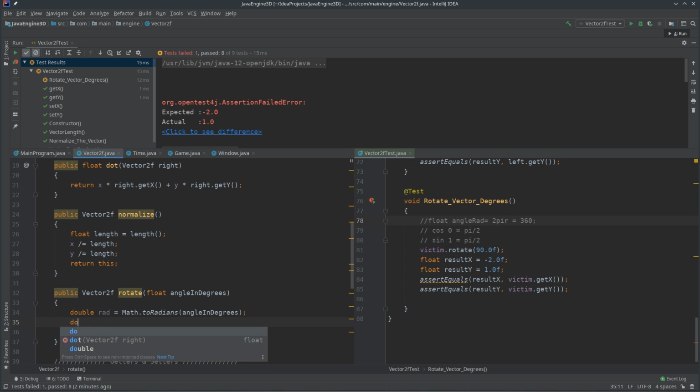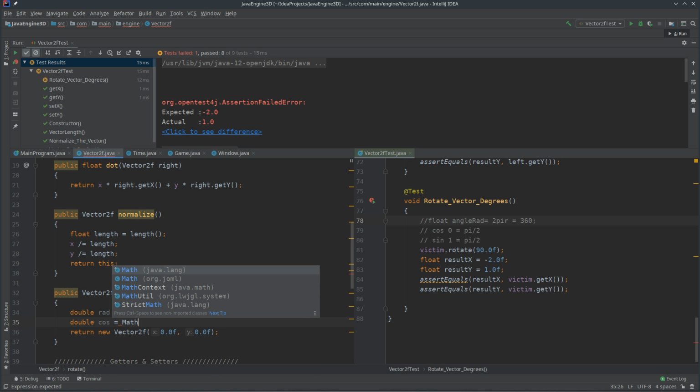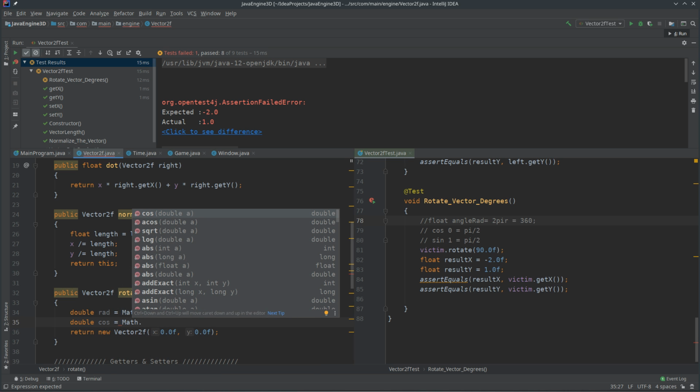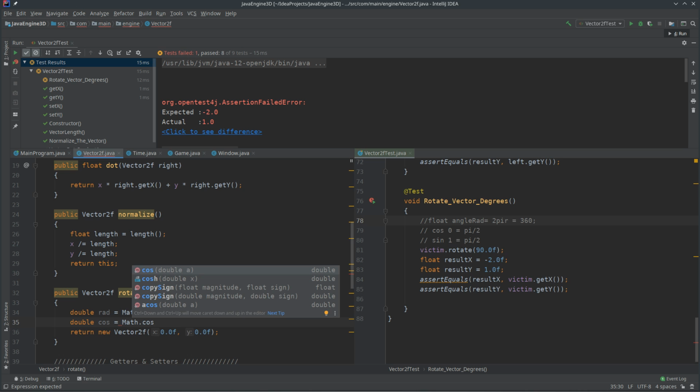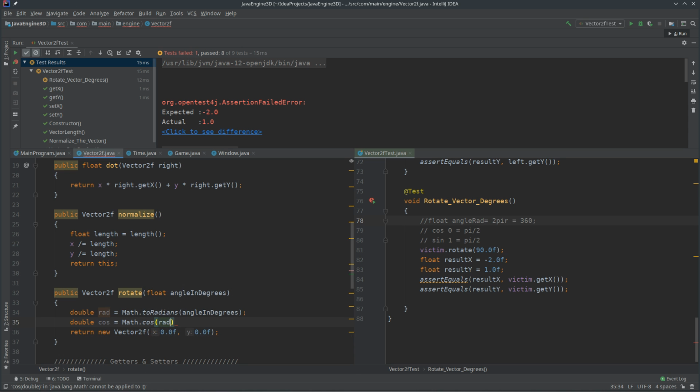Double cos for cosine equals math dot cos rad. Right. This is what I think the answer is. I could be completely wrong. I know that the test is correct, which for once. I checked the test and the test was correct.